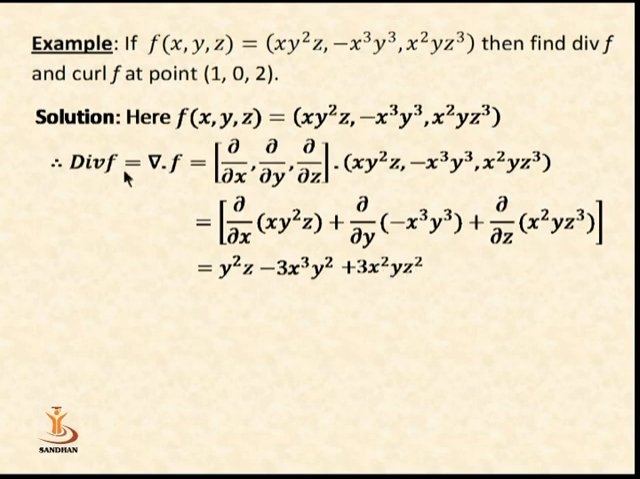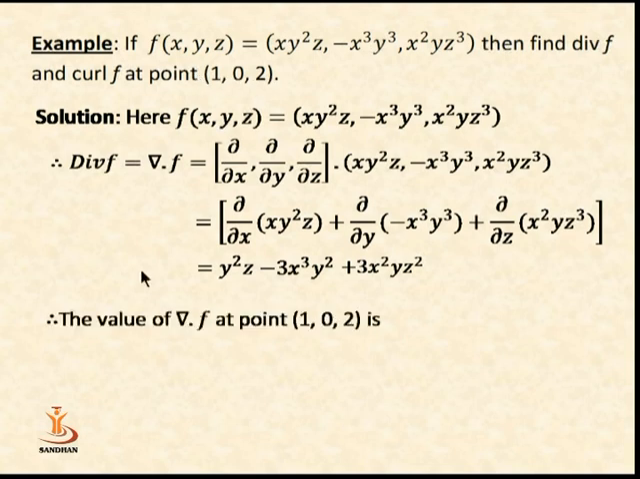So this is the divergence of f, and we see that it is a scalar quantity. Thus, from divergence f, we convert the vector function into a scalar function. Now we evaluate this function at the point (1, 0, 2). The value of divergence f at the point (1, 0, 2) means x is equal to 1, y is equal to 0 and z is equal to 2. Put all these values in the divergence f function.